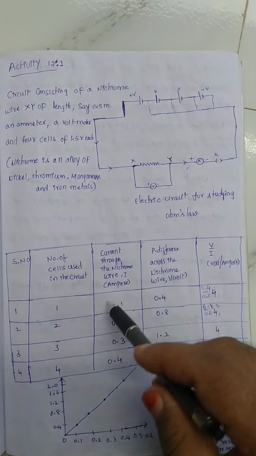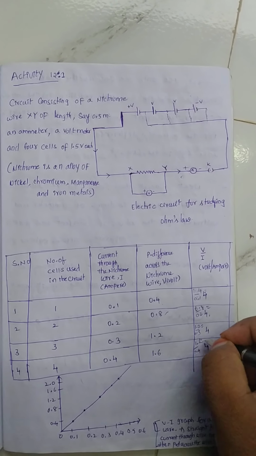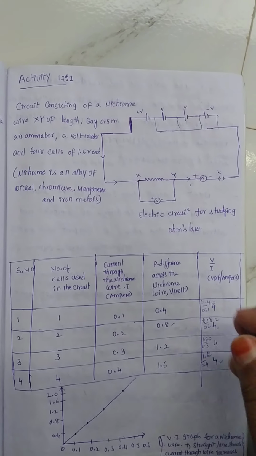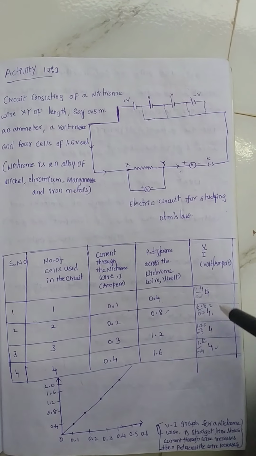That time the potential difference is 1.6 and the current is 0.4. Here also again V by I, 1.6 by 0.4. How much does it show here also? 4. So from all these observations we can conclude that V by I is constant here.